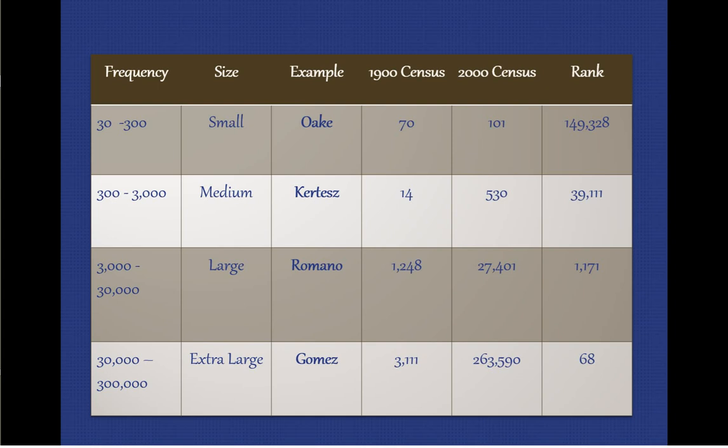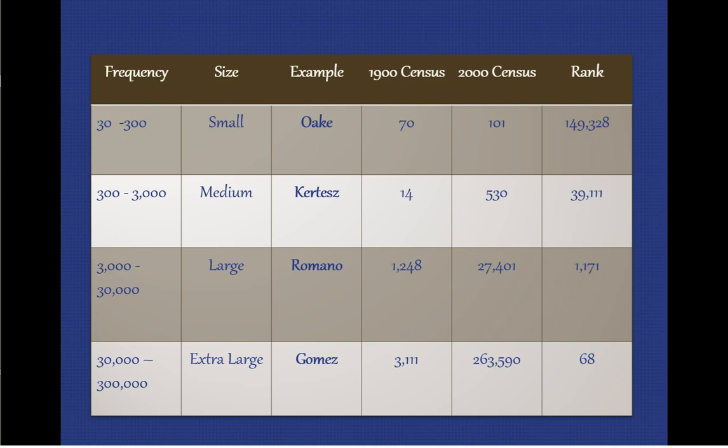Our final example is Gomez, a Spanish or Hispanic surname from the personal name of Gomo, meaning man. The surname Gomez occurred 3,111 times in the 1900 census and 263,590 times in the 2000 census. That's an incredible explosion for this surname. Gomez is ranked as the 68th most common surname in the United States.